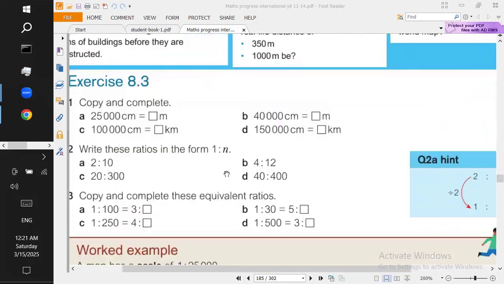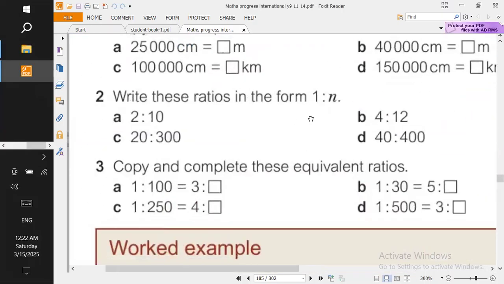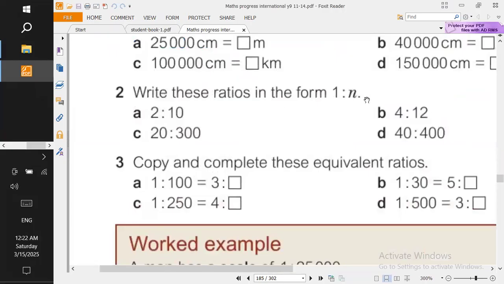Now, let's take a look at question 2 because it's very important. Writing a scale in the form of 1 to n. The form 1 to n means what? It means the first number must be 1. And how do you make the first number 1? Very good, by dividing it by itself. So for this question, 2 to 10, I want the first number as 1. It means I'm going to divide it by itself.